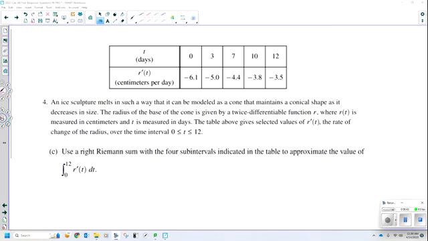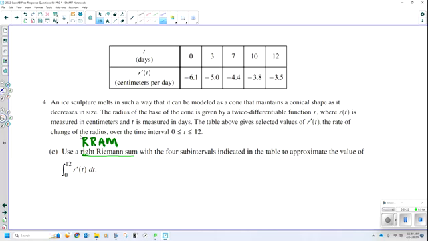And here we go. 4C. When we started this, I said they've got to ask us at some point to do an RRAM, an LRAM, an MRAM, or a trapezoid rule. And here it is with 4C. Using a right Riemann sum, which we should lovingly know as RRAM, with 4 subintervals indicated in the table, use that to approximate the value of the area under the curve, or the integral from 0 to 12 of r prime of t dt. All right, let's get started.